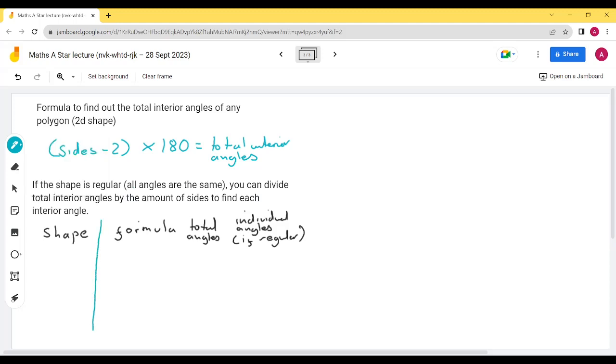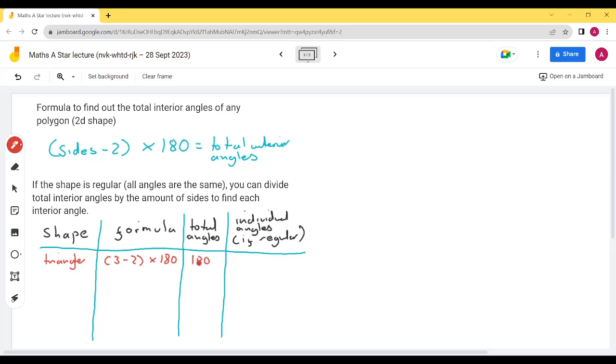And so here we can start with the shapes we've done already. So we've got a triangle. Any three-sided shape is a triangle, and so it's three sides. So we can do the amount of sides, three, minus two, which gives us one, times 180, which is going to give us 180 degrees. And individually, you could do 180 divided by 3, so it's going to be 60 degrees.